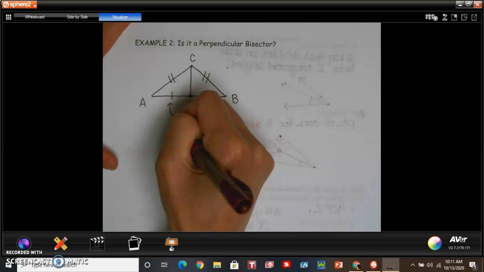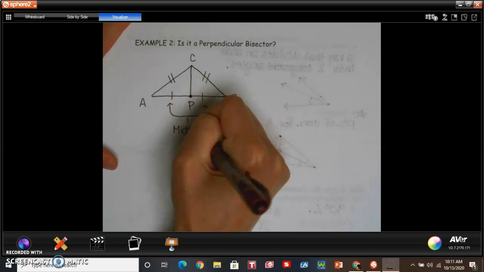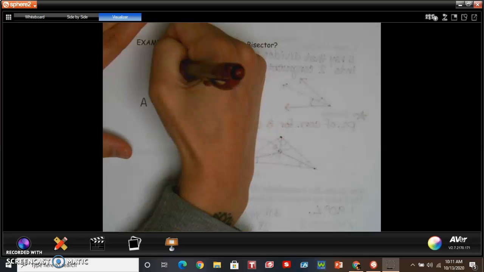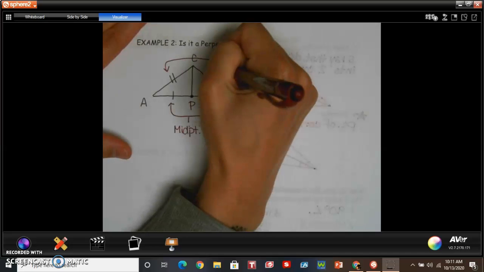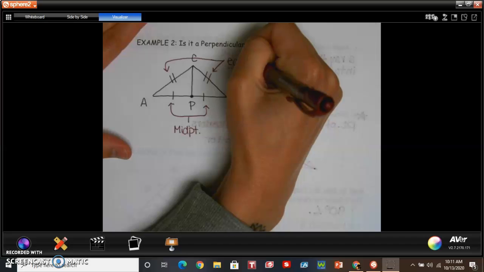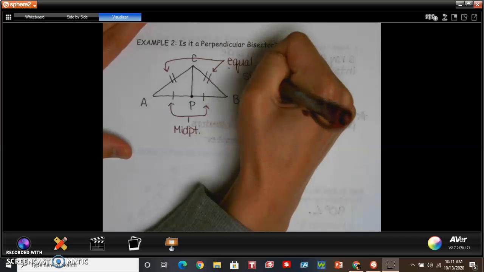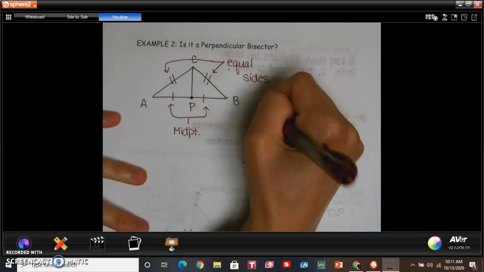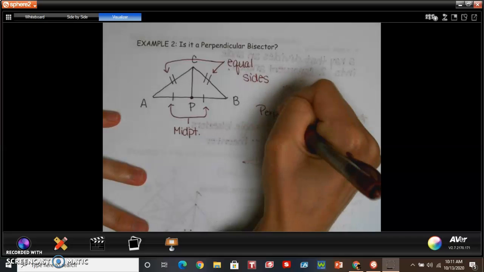This means we have a midpoint. So we're good so far. We have one of the 3. We have to have 2. So the last option we have is, do we have equal sides of our triangle? Guess what? We do have equal sides. And remember, all you have to do is have 2 of them, and then you have a perpendicular bisector. So your answer here would be perpendicular bisector.